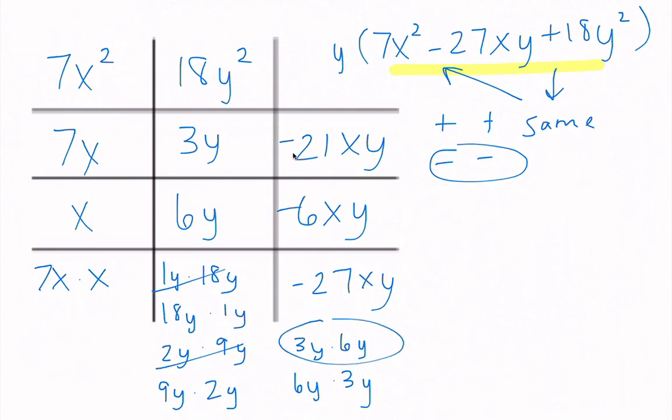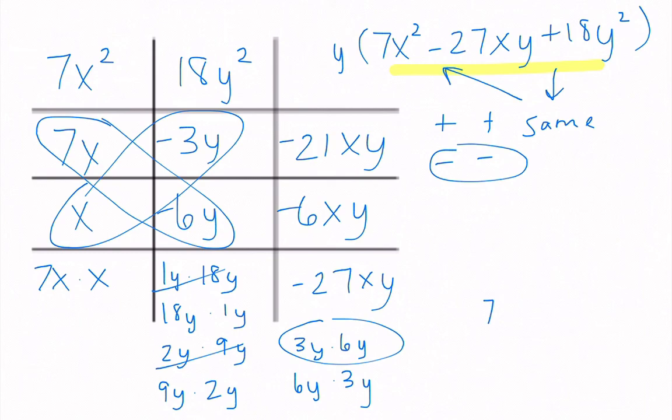So slide your signs over. Minus sign slides over on top and bottom, and then we crisscross. So one of my factors is 7x minus 6y. My other factor is x minus 3y. And do not forget to put your greatest common factor out front, and our greatest common factor was our y.